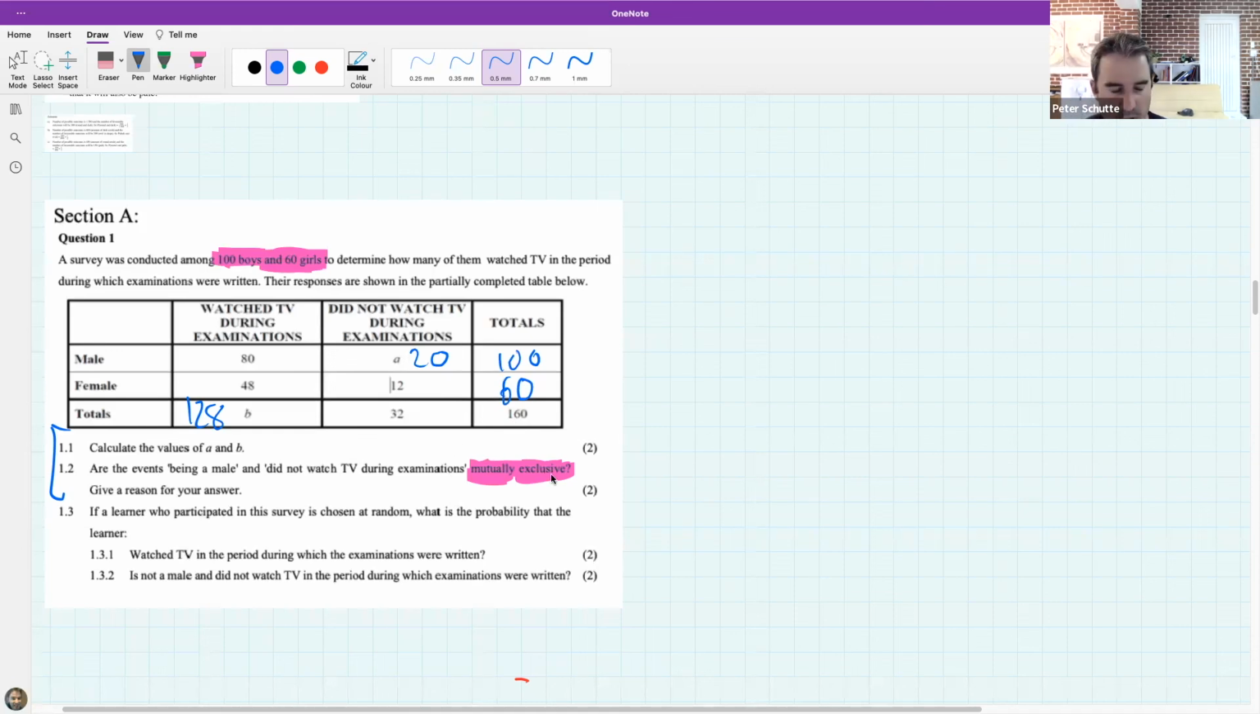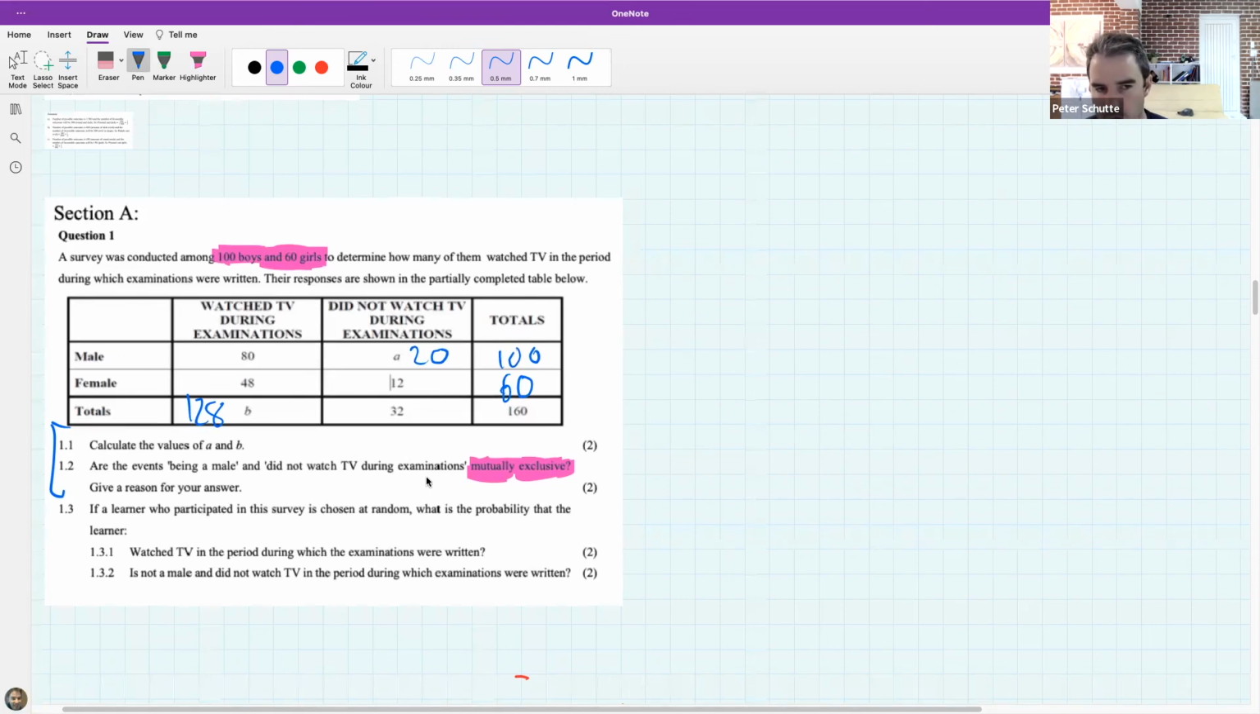Awesome. So even if they leave out some of the totals in a table, you can just fill them in. So now they're asking a slightly different question. Are the events being male and did not watch TV during the examinations mutually exclusive? I'd love someone to come online to give me their interpretation of this, because there are different events, but it's a slightly different type of question to what we've dealt with earlier.